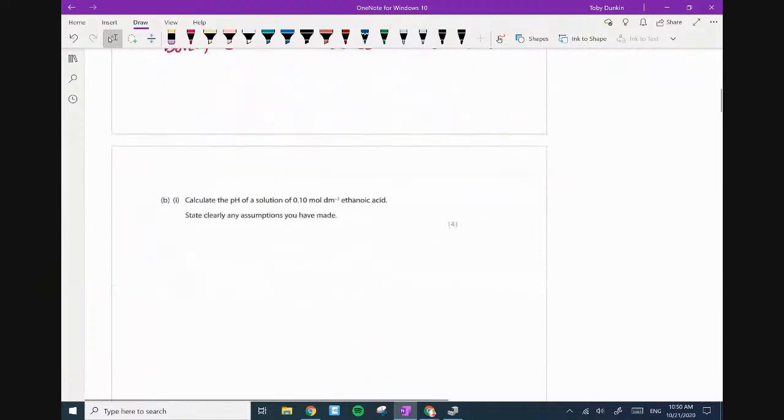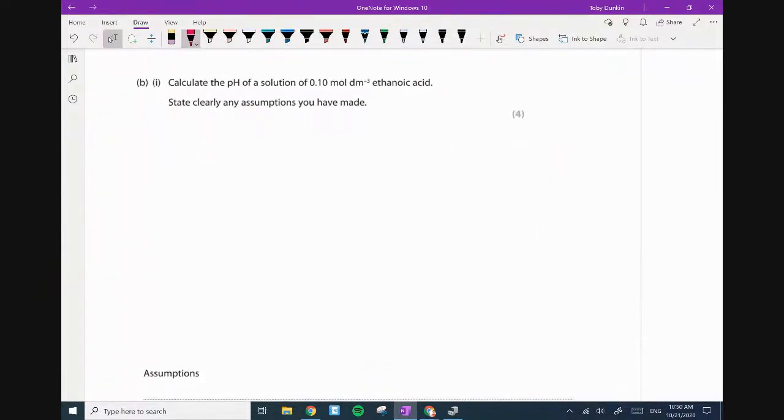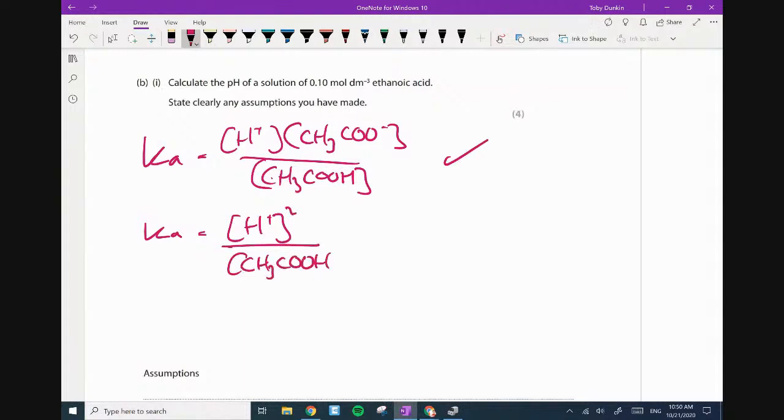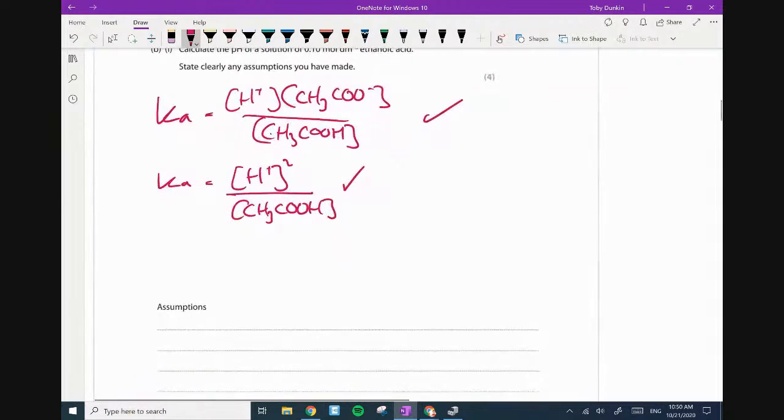Thanks, guys. Next, calculate the pH of 0. Okay, so Ka equals, and this is just ethanoic acid, H plus times CH3COO minus all over CH3COOH. Right, 1 mark for that. Now we make an assumption: that the concentration of H plus and the concentration of the ethanoate ion is the same. That's the big assumption. There won't be a mark for that. Now we need to input my numbers and reorganize.